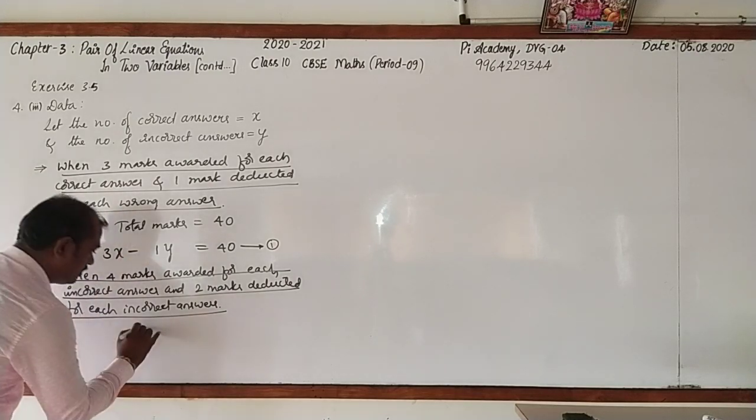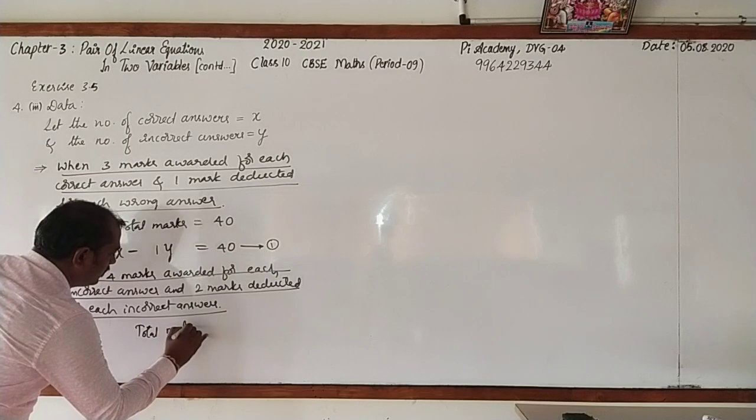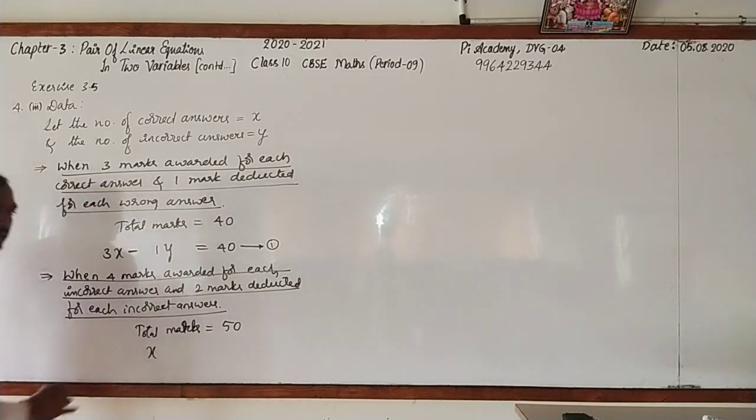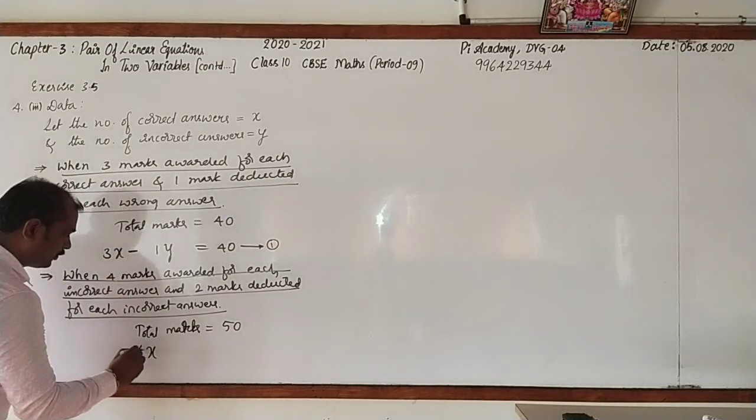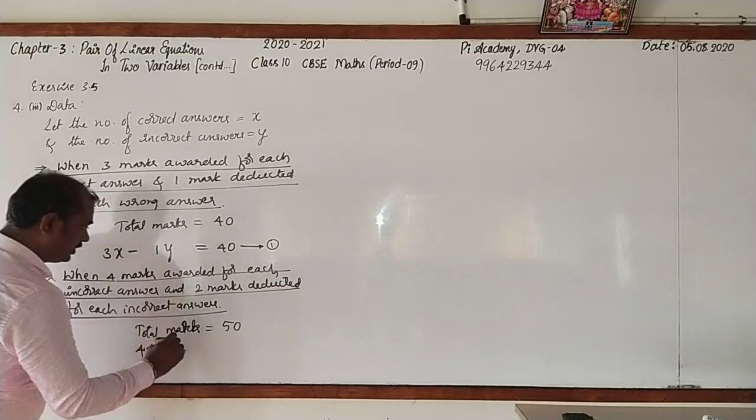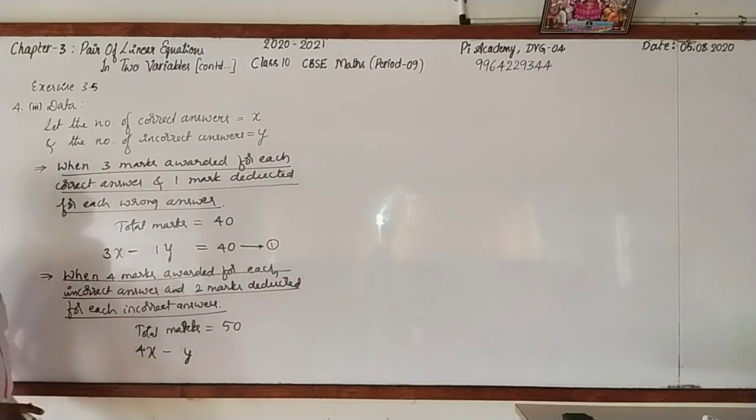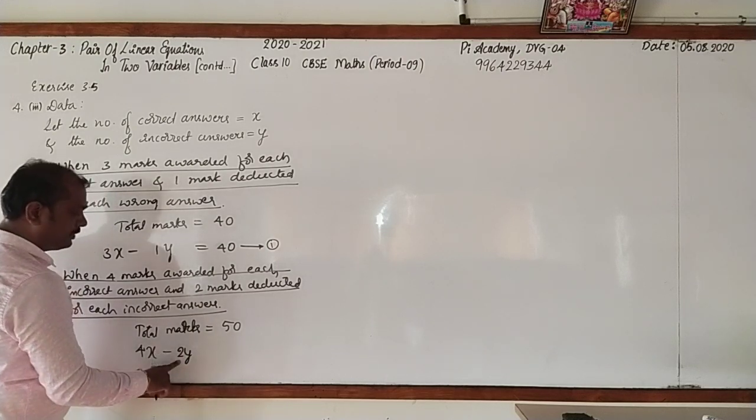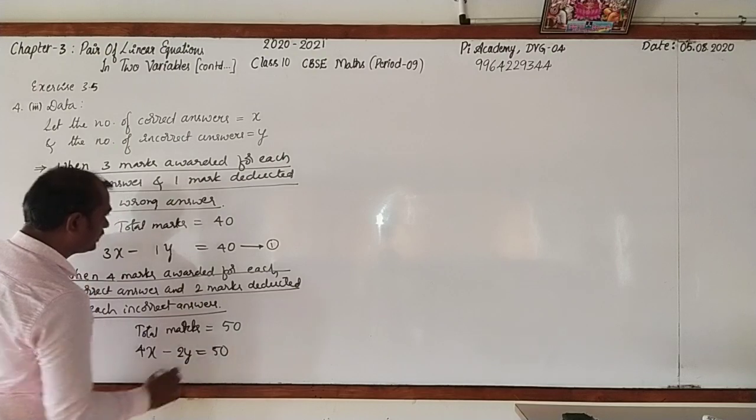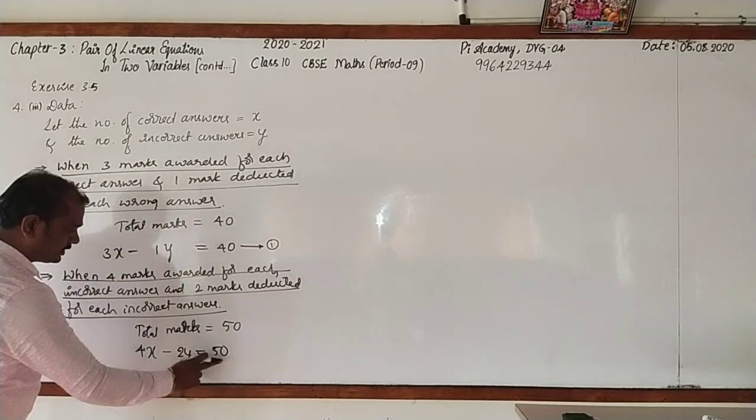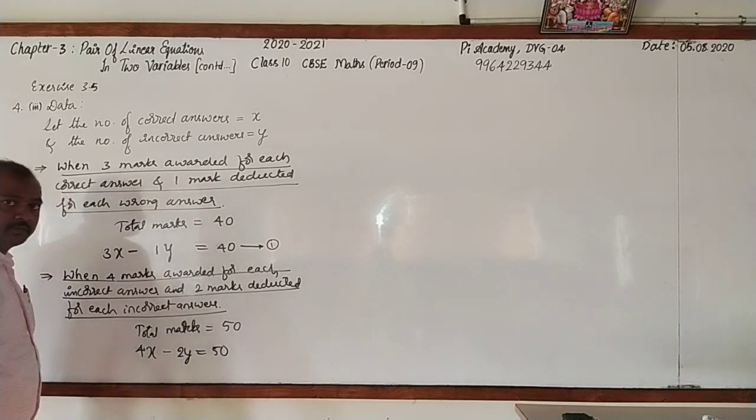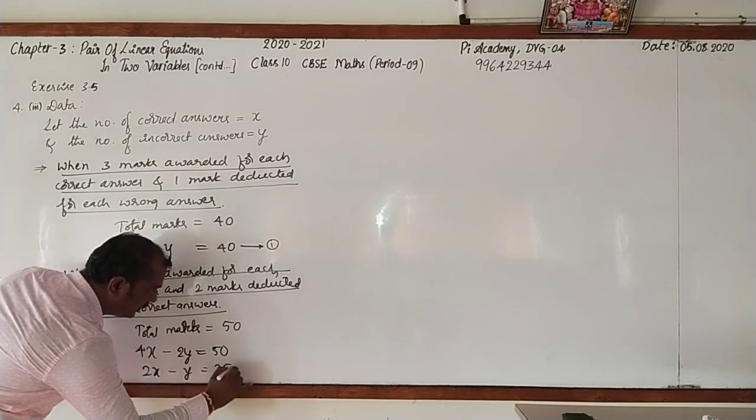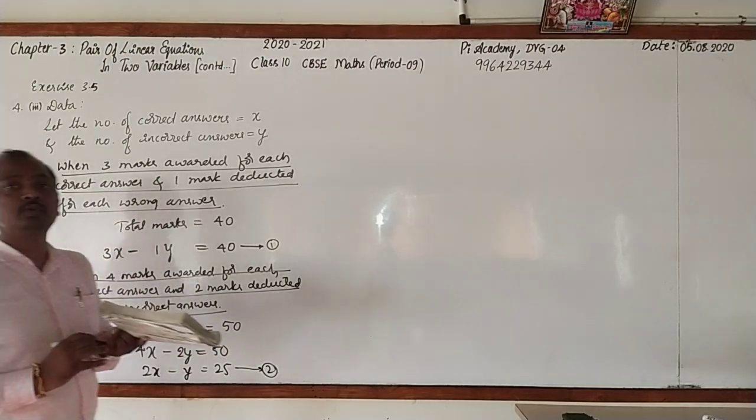If this is the case, total marks is equal to 50. See that x number of correct answer questions are there, for each 4 marks, total 4x marks. Then y number of incorrect answers are there, for each 2 marks is to be deducted, total marks will be 2y. Altogether it will be 50. Then you can notice that in this equation all are multiples of 2. Hence you can divide both sides by 2. It will be 2x minus y equal to 25. You may call it equation 2.